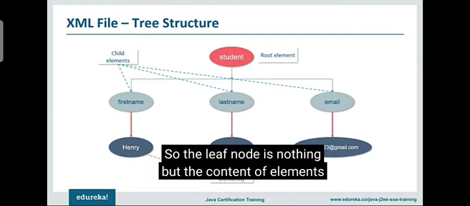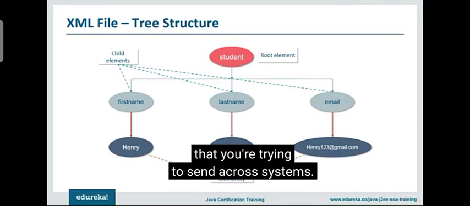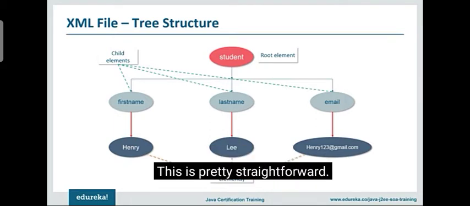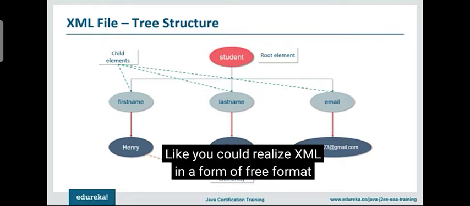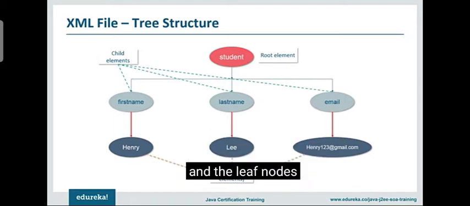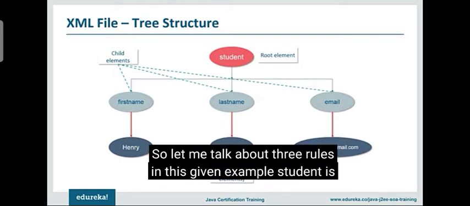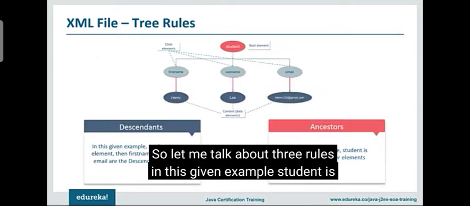So the leaf node is nothing but the content of elements, or the actual contents of the XML that you're trying to send across systems. This is pretty straightforward. You could realize XML in the form of a tree, wherein your root node is nothing but the root element of your XML, and the leaf nodes, or the leaves, are nothing but the actual values stored in the XML. So let me talk about tree rules.